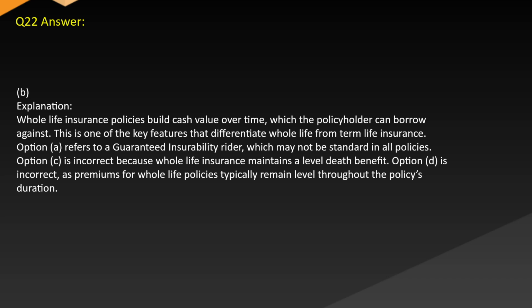Answer B. Explanation. Whole life insurance policies build cash value over time, which the policyholder can borrow against. This is one of the key features that differentiate whole life from term life insurance. Option A refers to a guaranteed insurability rider, which may not be standard in all policies. Option C is incorrect because whole life insurance maintains a level death benefit. Option D is incorrect as premiums for whole life policies typically remain level throughout the policy's duration.